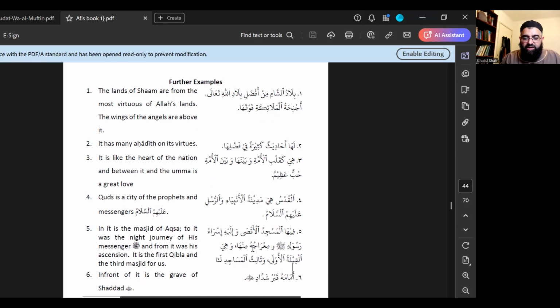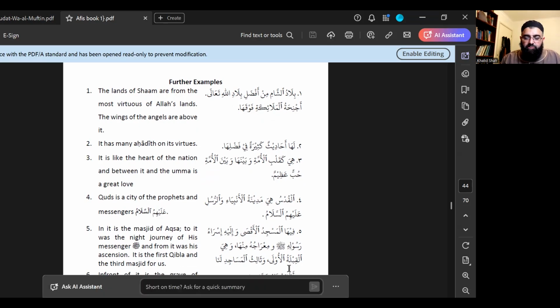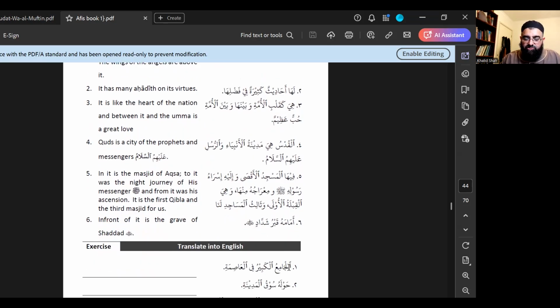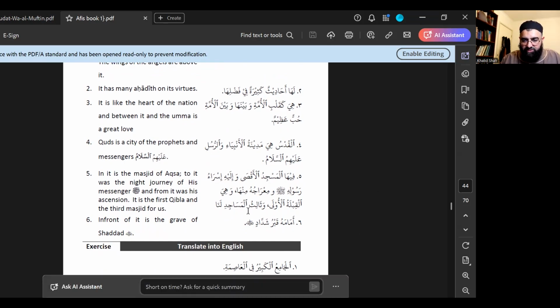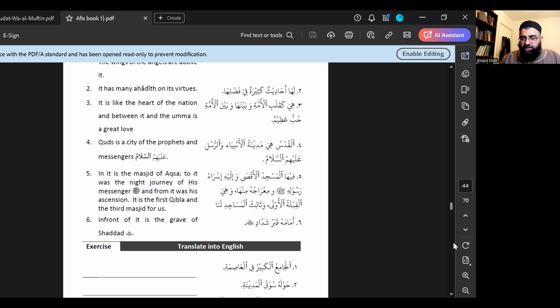أَمَامَهُ قَبْرُ الشَّدَّادٍ رضي الله عنه. And in front of it is the grave of Shaddad, may Allah be pleased with him. You can swap that around and start with the mubtada. أَمَامَهُ is one of those words, jar majroor. قبر الشداد رضي الله عنه أمامه. قبر الشداد is actually the mubtada, with الشداد as mudaf ilayh, and أمامه means in front of it. He is a great Sahabi, buried in front of Masjid al-Aqsa. All right, so that's the syntax lesson.